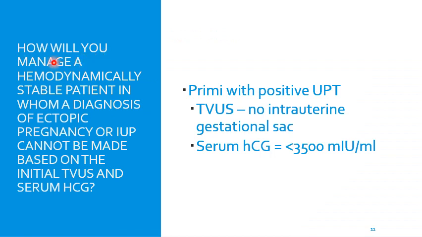How will you manage a hemodynamically stable patient in whom a diagnosis of ectopic pregnancy or intrauterine pregnancy cannot be made based on the initial transvaginal ultrasound and serum HCG? This is a common clinical situation. For example, a primi with a positive urine pregnancy test. The transvaginal ultrasound does not show an intrauterine pregnancy, and the serum HCG level is less than 3500 milli international units per ml.